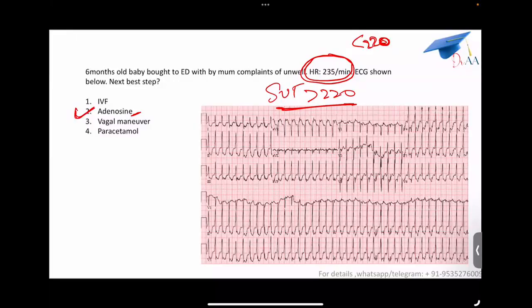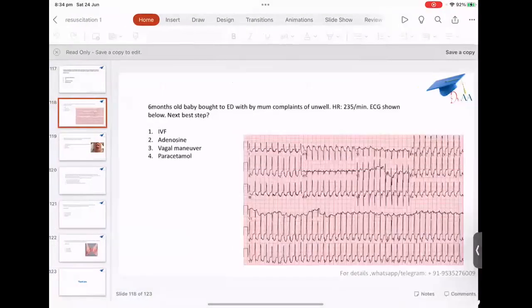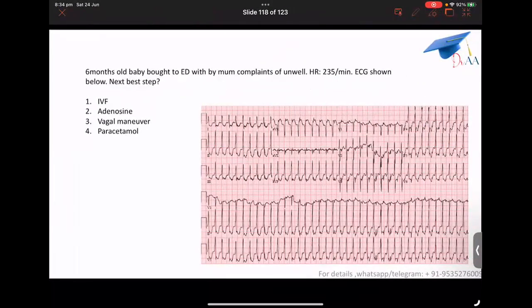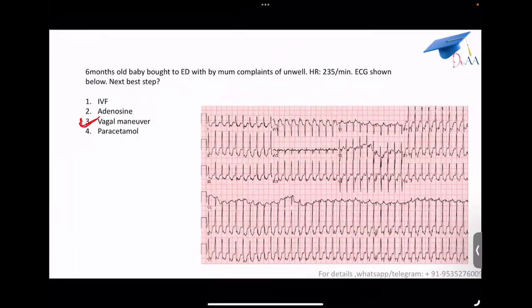Okay, why not vagal maneuver? This is a pediatric patient. Are there features of decompensation? No features of decompensation. Just one second. Okay, vagal maneuver can be given here. Right, yes, it's vagal maneuver, because there are no decompensated features.